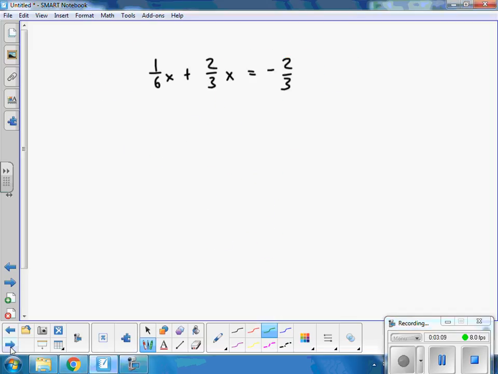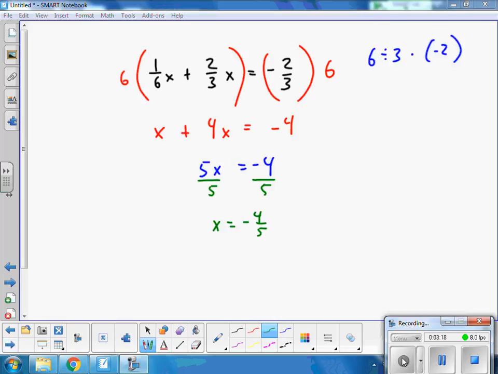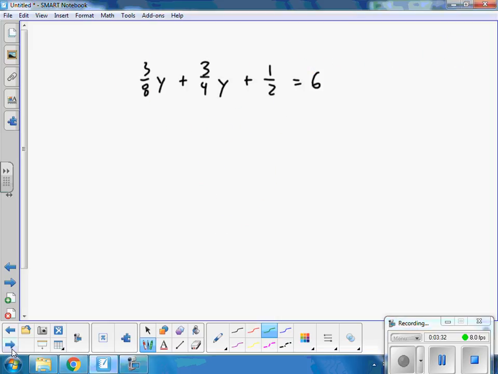All right, let's try another one. Once you go ahead and press pause, you work it out and see how you do. And then press play and see how that pans out for you. All right, I got x equals negative 4 fifths. Something I did over here on negative 2/3 times 6, I just remembered I do 6 divided by 3 times negative 2, and that's how I end up with negative 4.